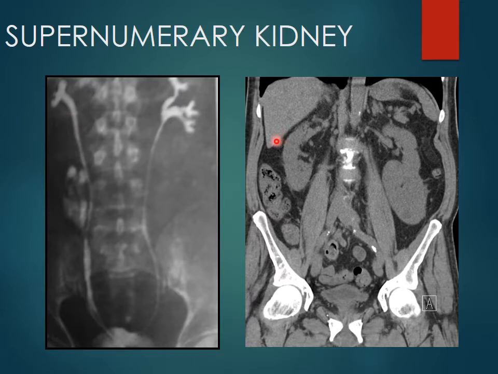On CT scan, supernumerary kidney would appear as such. This would be the right kidney, and then the red arrow would point out the left kidney, and another kidney would be located inferior to the normally located left kidney.